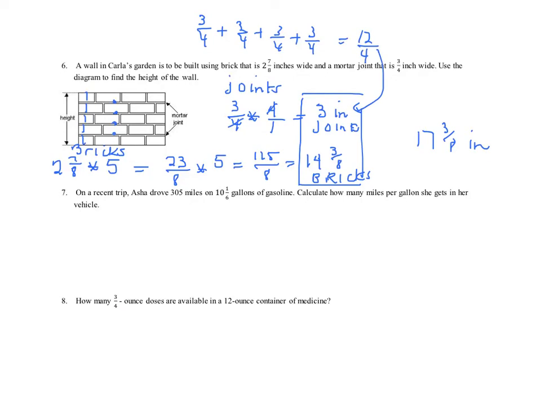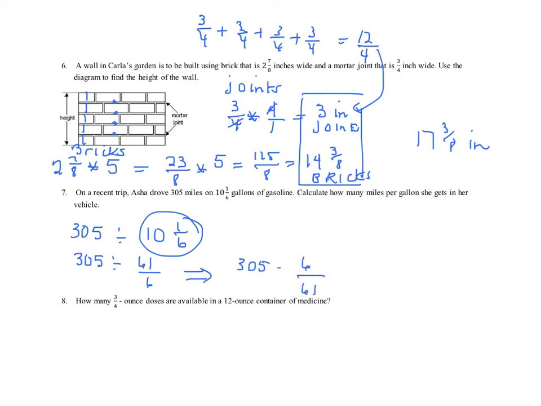So I'm going to divide 305 by 10 1/6 gallons, because I have a ton of miles, divided by 10 1/6 gallons. So I'm going to get miles per gallon. So let's go for it. So when I do division, it's 305 divided by, change this to an improper, 61/6. So it's 305 times 6/61.